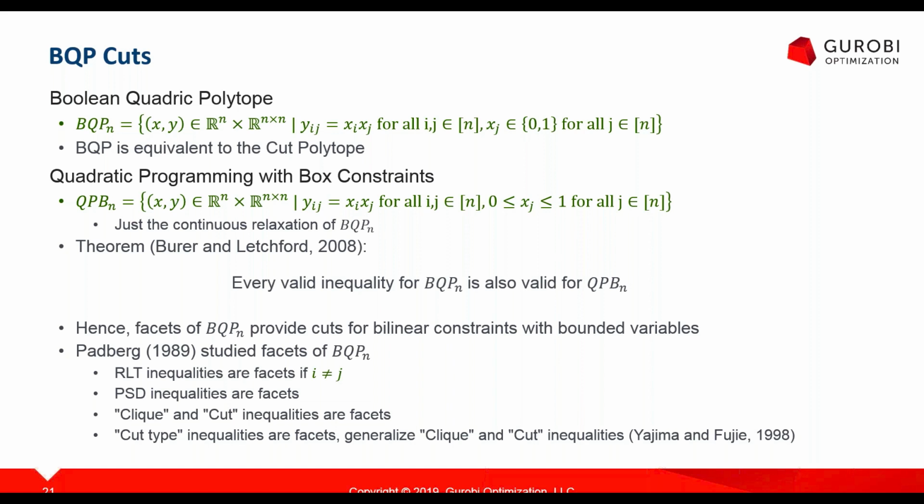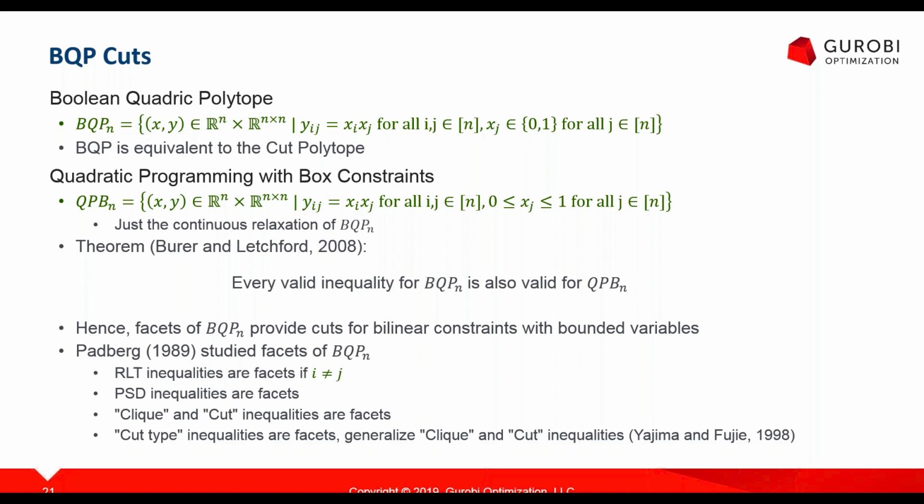Okay, so what does it mean? It means that every facet that we find for the Boolean quadratic polytope can be used as a cutting plane for bilinear constraints with bounded variables, right? Because if you have a bilinear constraint on bounded variables, then you can easily scale these variables so that they are between 0 and 1. Then you can look for violated facets of the Boolean quadratic polytope, and those can then be added as cutting planes to our problem.